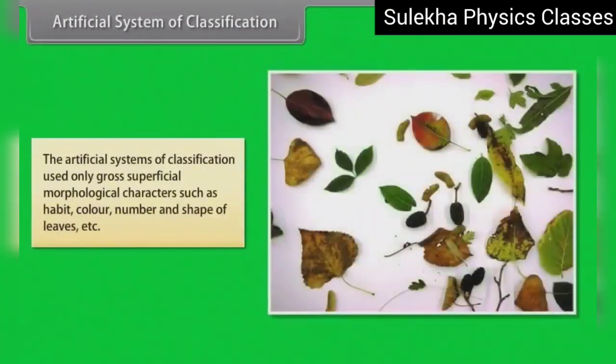The artificial systems of classification used only gross superficial morphological characters such as habit, color, number, and shape of leaves, etc.